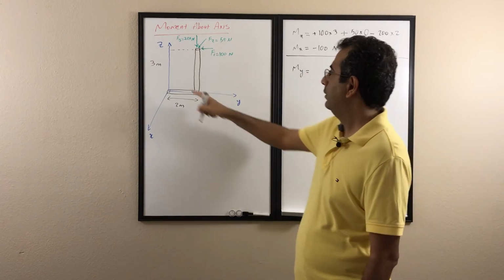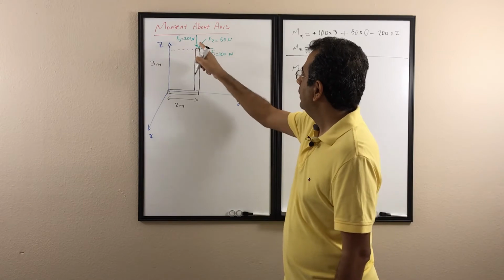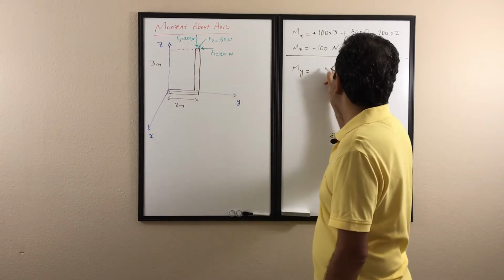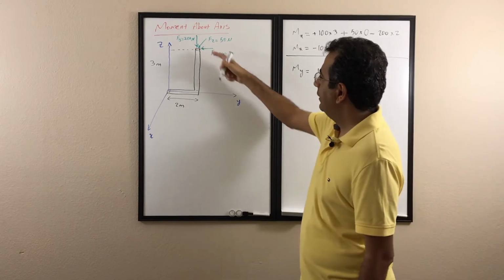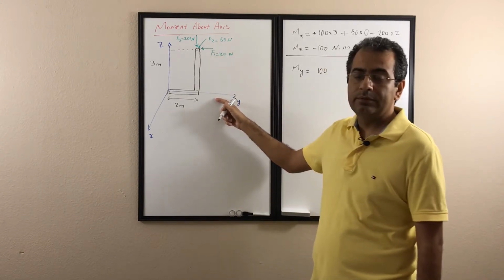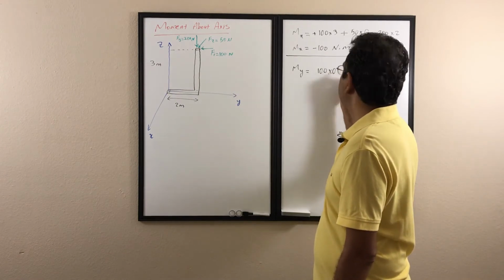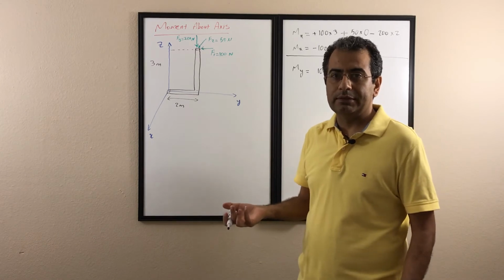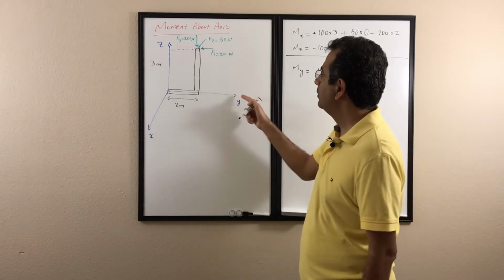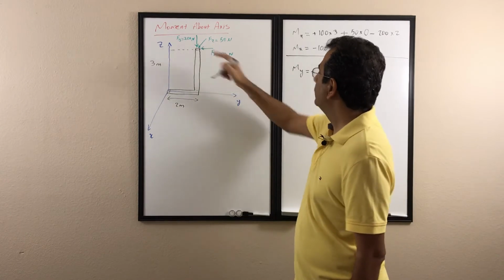The moment about the y-axis. So again, it starts from the F1. So look at the F1. The magnitude is 100, and F1 is parallel to the y. Because it's parallel to the y, it's not making any rotation about the y. So it doesn't make any moment. So there's no moment about the y-axis. Then I go for the F2.